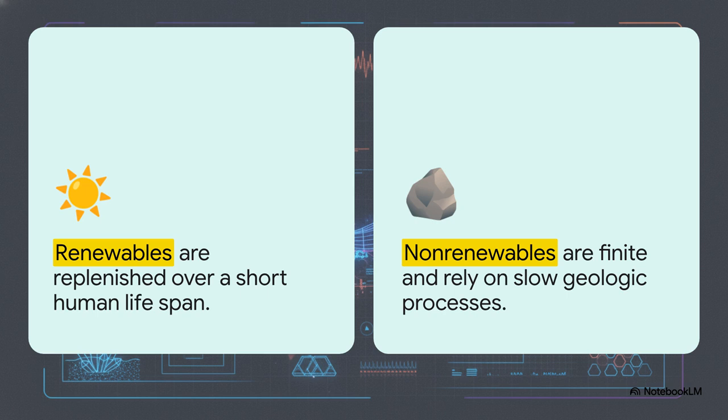But on the flip side, renewable resources like solar and wind, we are harvesting those in real time. They can be replenished over a short human lifespan. So the distinction here isn't just about what the resource physically is. It's really about the speed of the planetary clock that's creating it.